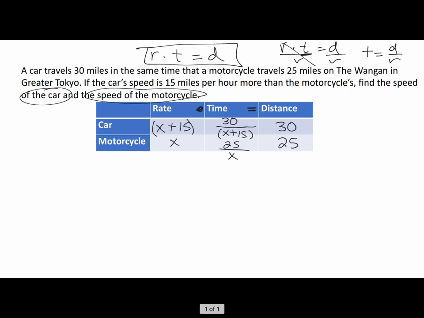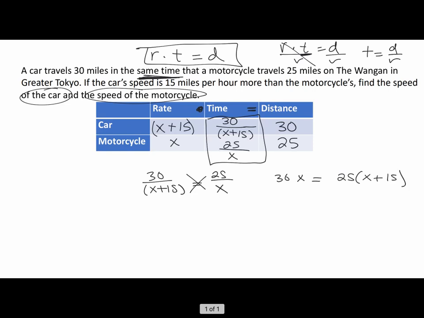And what do we know about the time then? It says in the same time, so that means I'm setting time equal to each other. So time of the car equals time of the motorcycle. And that relates those knowns to those unknowns there. Now we just need to solve this, and this equation is two ratios in proportion. So I could just use cross products here. If I multiply 30 times x, that equals x plus 15 times 25.